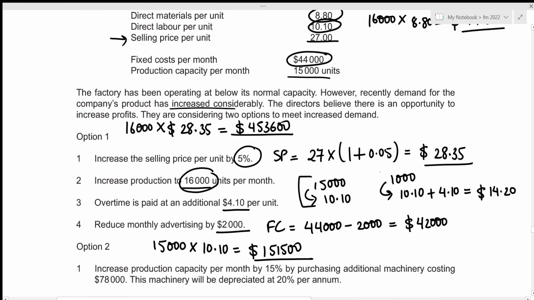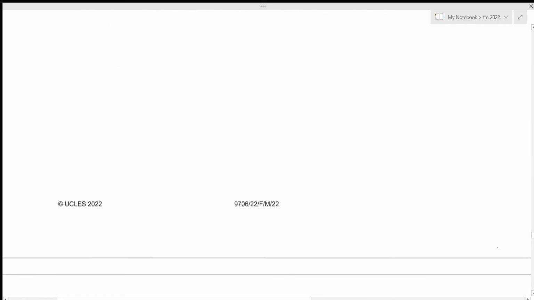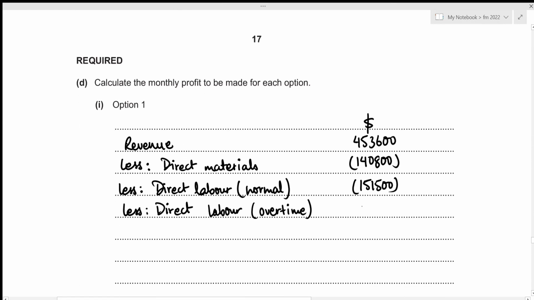Let's have a look above. For the extra 1,000 units, our direct labor rate would be 14.20. So the overtime is 1,000 times 14.20, which gives the direct labor for overtime under option 1 to be 14,200. Let's record this value in our statement. 14,200.